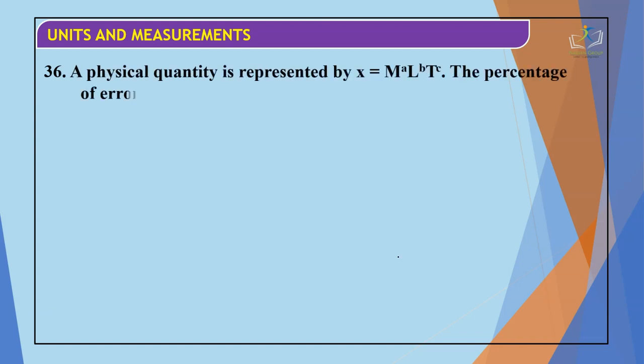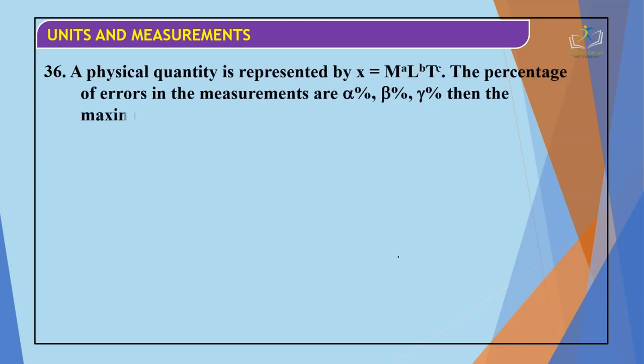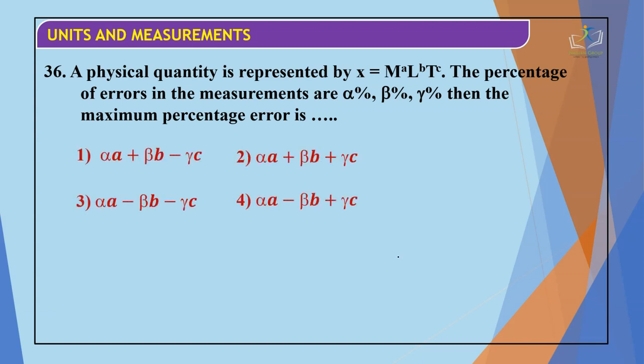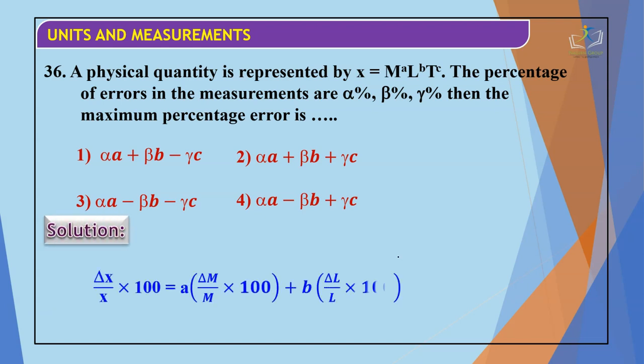A physical quantity which is represented by x is equal to M^a L^b T^c, and the percentage errors in the measurement are alpha percent, beta percent and gamma percent. Then the maximum percentage error is. Now let us see the solution of this question. So for that we know delta x by x into 100 is equal to a times delta m by m into 100.